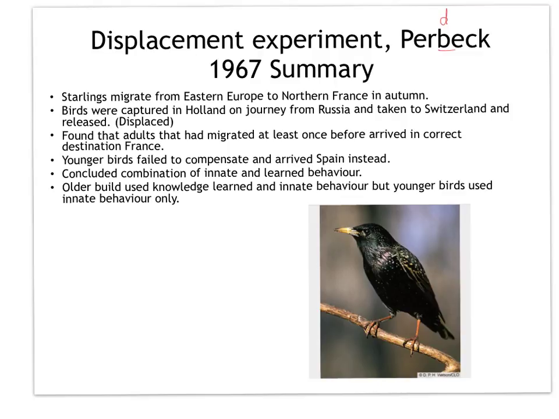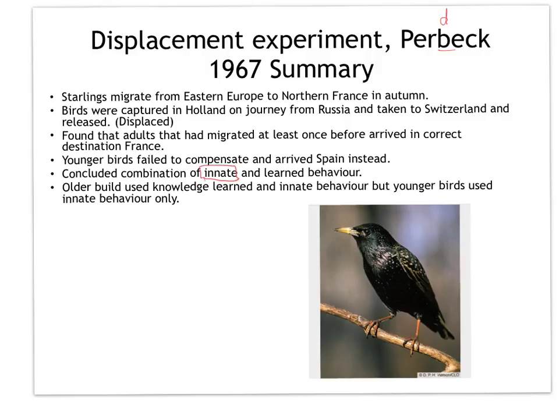But what was actually found, that obviously what had happened as well in this study was that the older birds had some kind of modification that they could take to the experience they'd had. So the adult birds knew that they weren't in Holland any longer, and knew that in order to get to their normal wintering grounds, they needed to fly in a direction that they'd never flown in before. So Perdick concluded that there was some innate behaviour there.